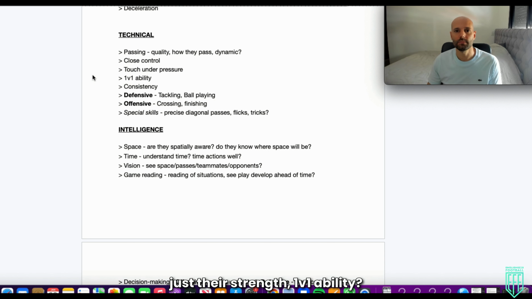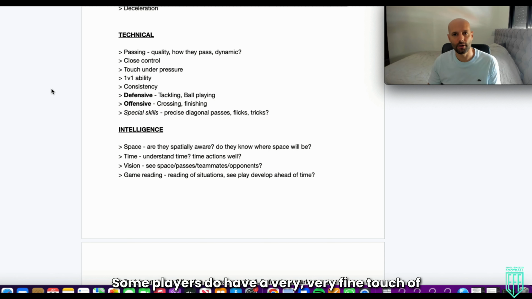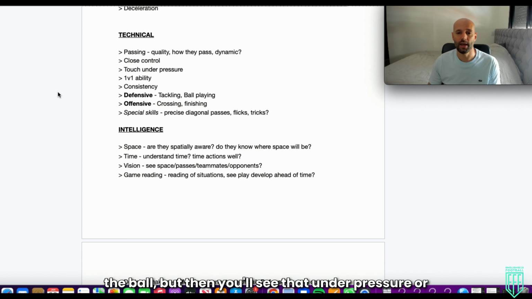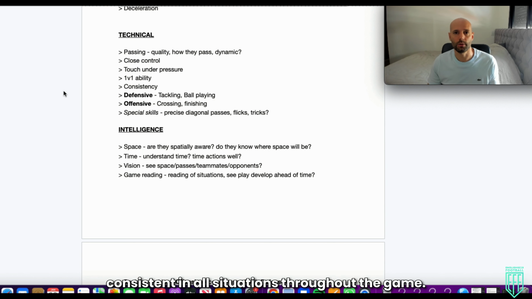1v1 ability. So there's a lot of things we could talk about here. Are they able to go around players using close control, skills, ability to shift the ball? How's their footwork? Consistency. Some players do have a very, very fine touch of the ball, but then you'll see that under pressure or in certain situations, they can't do it very well. So we want to know if it's consistent in all situations throughout the game.